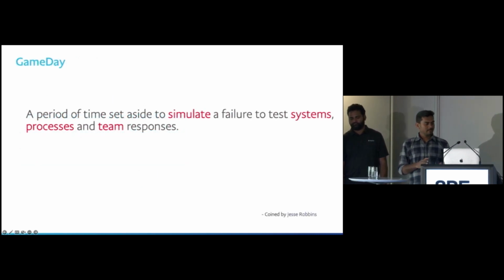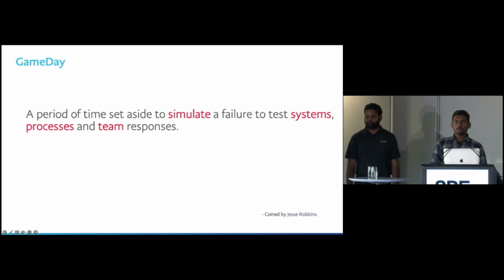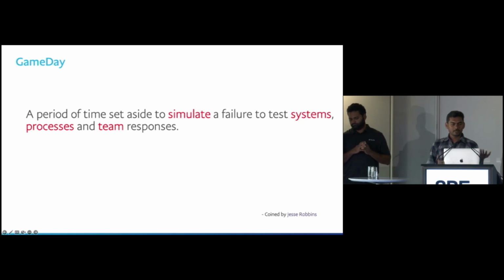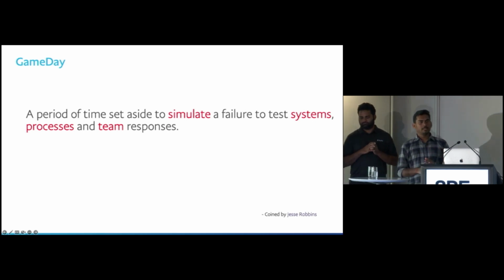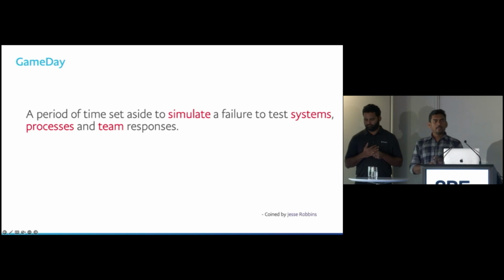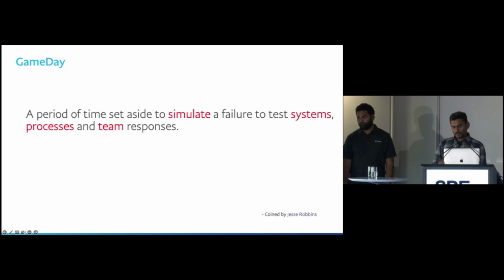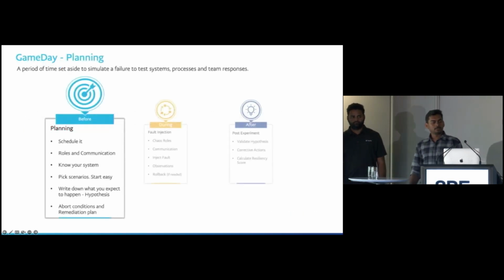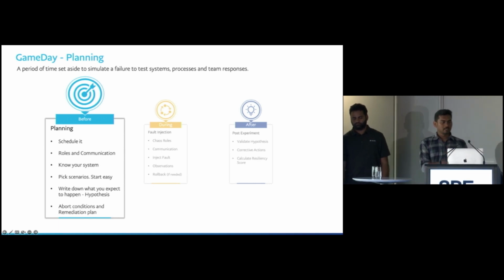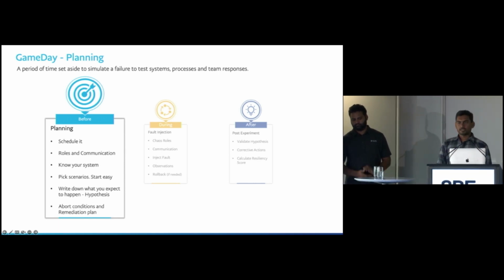So game day is defined as the period of time set aside to simulate a failure to test your systems, teams, and process responses. The keywords being we are simulating a failed scenario, and that is to test your systems and processes and also how your teams are responding. Now, any game day goes through three different stages: a planning stage, then the fault injection stage, and then the post-mortem stage, which is the important one.